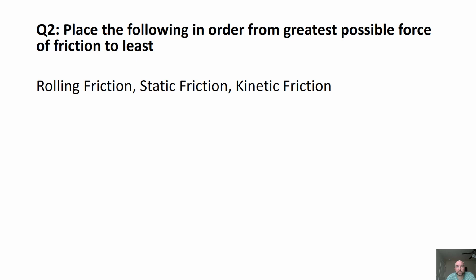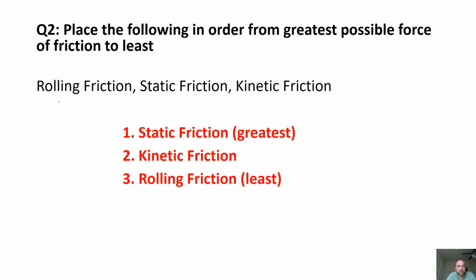Second question. Place the following in order from greatest possible force of friction to least. And let me just tell you this note right now. We're going to often just call kinetic rolling friction rolling friction, and static friction is always just going to be static friction. But when we say kinetic friction, we're usually talking about sliding friction. So just watch out. From here on out, anytime I say kinetic, I'm talking about sliding friction unless I say kinetic rolling or just straight up say rolling friction. So it would be static friction first, the greatest amount of friction. Then we have kinetic friction, sliding friction, and least would be the rolling friction.